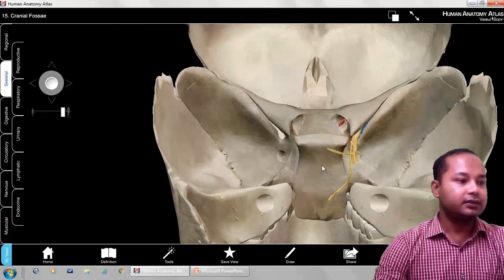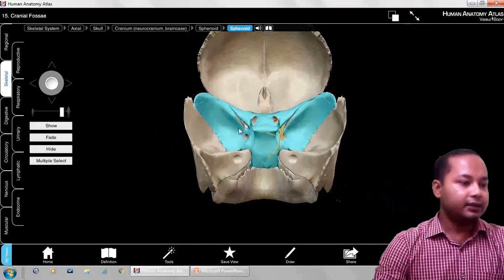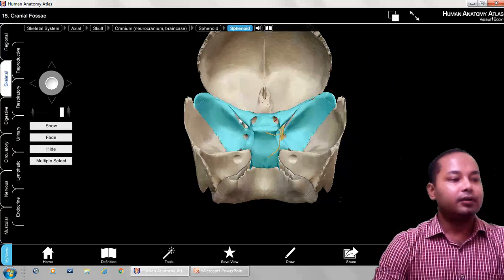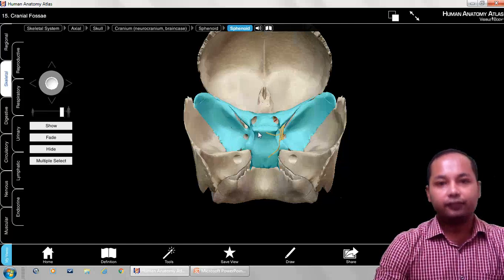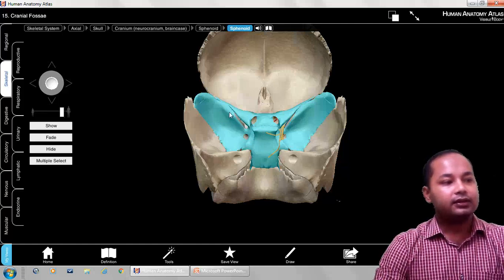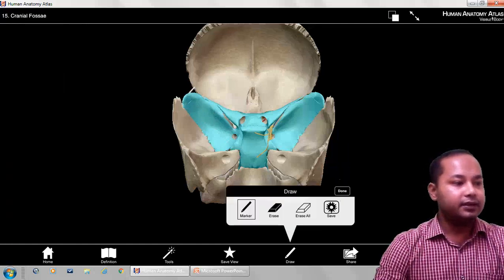When you are seeing this supraorbital groove, this is actually a direct communication of the orbital cavity with the middle cranial fossa. You can make out, right? So this middle cranial fossa is maximally made up by the greater wing of the sphenoid, this one.